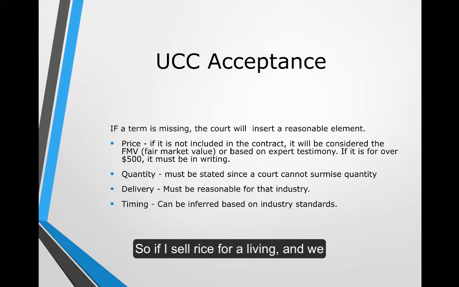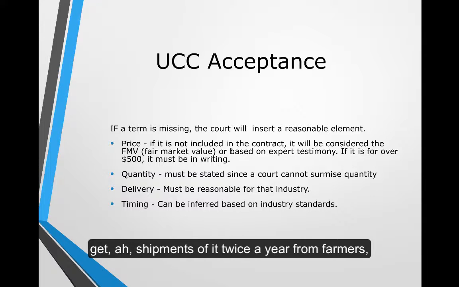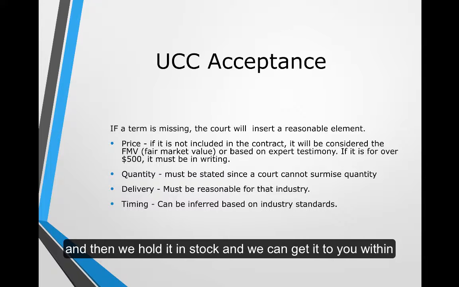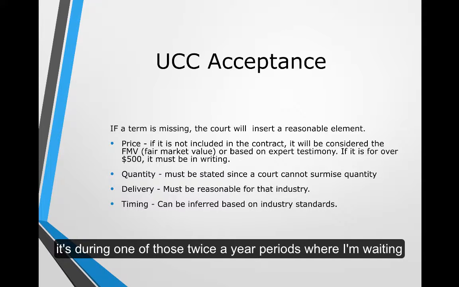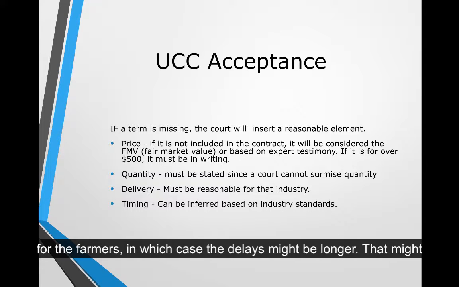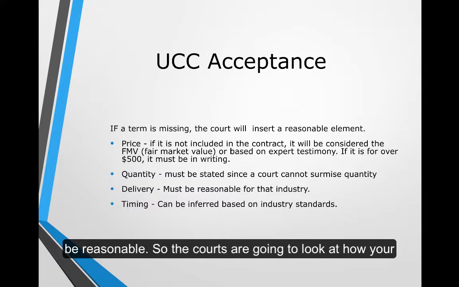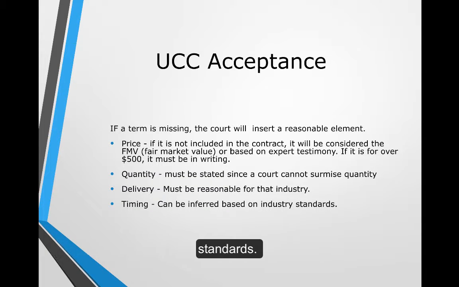So if I sell rice for a living and we get shipments of it twice a year from farmers, and then we hold it in stock and we can get it to you within a week, then the timing will be within a week, unless it's during one of those twice a year periods where I'm waiting for the farmers, in which case the delays might be longer. That might be reasonable. So the courts are going to look at how your industry operates, and they're going to try to hold you to those standards.